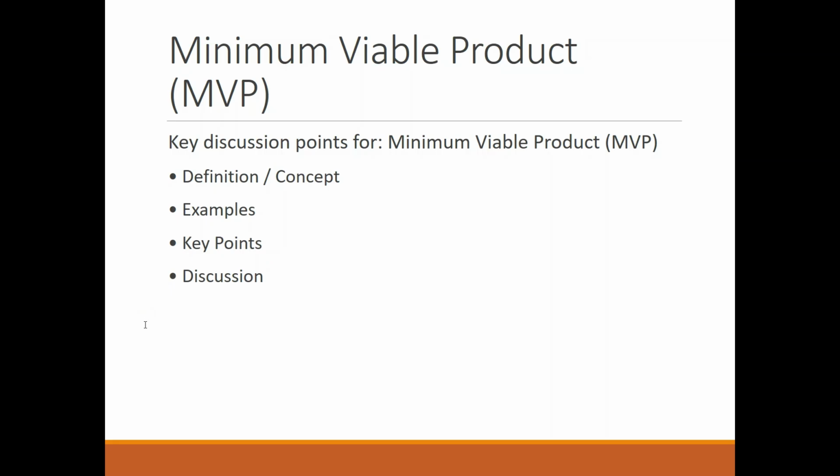Third step is learn. The final stage is learning. Entrepreneurs analyze the collected data and ask, did customers find value in the product? Which features were useful? Which features were ignored? What improvements are needed? Based on these insights, the team modifies the product and starts another build, measure, learn cycle. This continuous improvement process continues until the product is successful and meets customer needs.